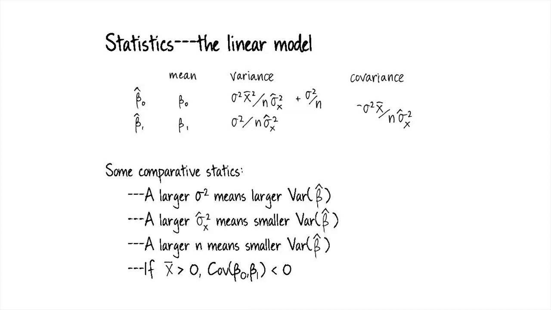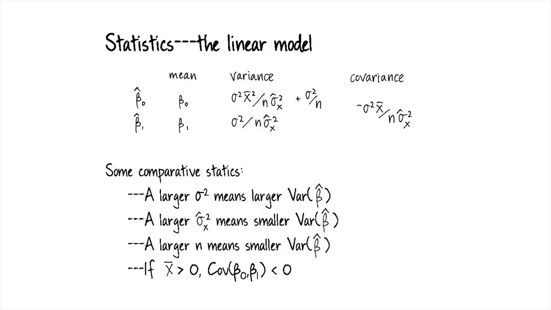If we have a larger sigma squared, so imagine having two different data sets. They're identical, except for one of them has a larger error variance. How is that going to affect our estimates? Well, you can just look at the formulas for the variance and the covariance and so forth of our estimates. And you can see that if we have a larger sigma squared, that's going to mean that the variance of beta hat is larger. Okay? I'll show you a picture of that in a second.